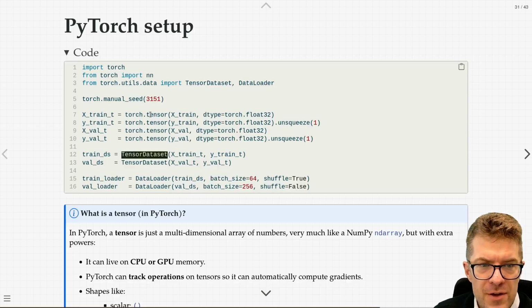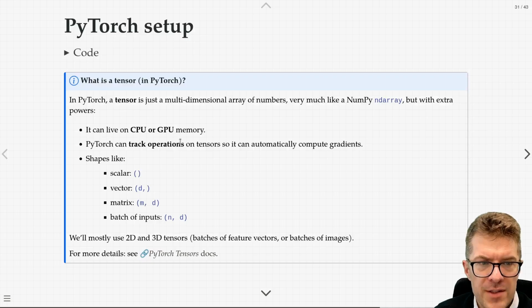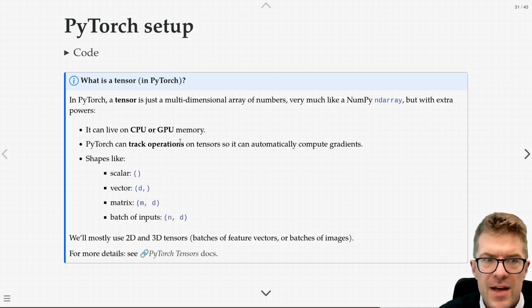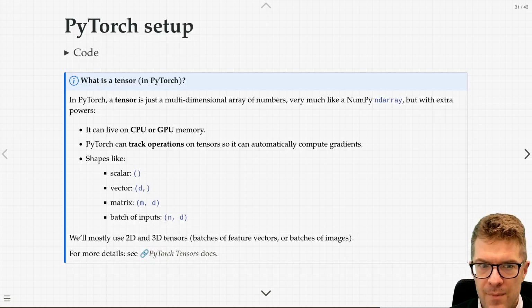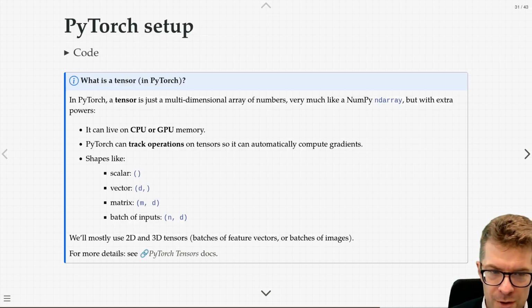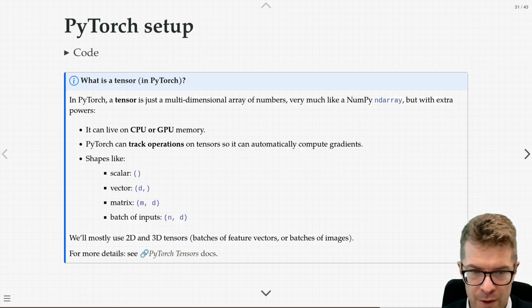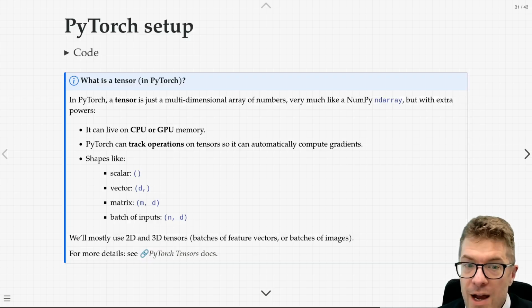The word tensor comes up an awful lot. So what is a tensor, at least in terms of PyTorch? In PyTorch, a tensor is essentially a multi-dimensional array of numbers. It acts functionally very similar to NumPy's ndarray, but it has some extra powers. Under the hood, tensors can be moved to CPU or ideally GPU if available, allowing all kinds of optimizations. PyTorch can track operations on tensors, so a lot of the intermediate values can be stored, so we can automatically compute gradients later.